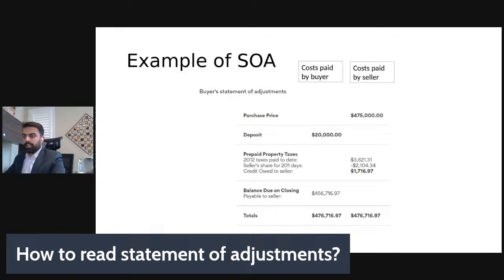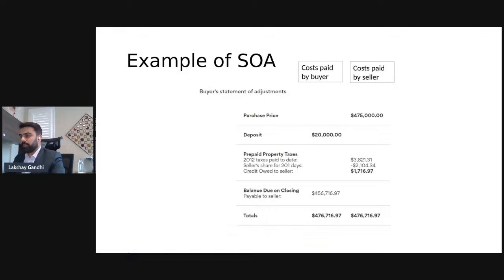So let me get a highlighter. As you can see, there are two columns. One is the cost paid by the buyer, and the second column is associated with cost paid by the seller. That is technically how all of the statements are split. There's the left side and the right side. Whenever you have a purchase price, this is technically the purchase price paid by the seller when they initially purchased the house, and now they're selling it.